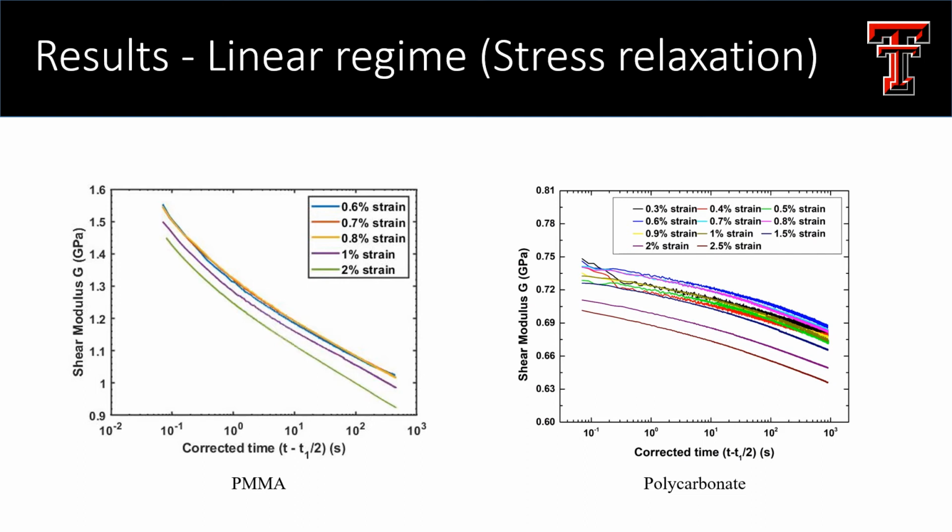A strain value of 0.6% has been used in the further study, for which both PMMA and polycarbonate show linear behavior. To correct for the finite strain rate ramp, a correction of t minus t1 by 2 was used to obtain the true relaxation time as reflected in the x-axis of both the plots. The value of t1 was 0.14 seconds to reach a strain of 0.6% on the instrument.